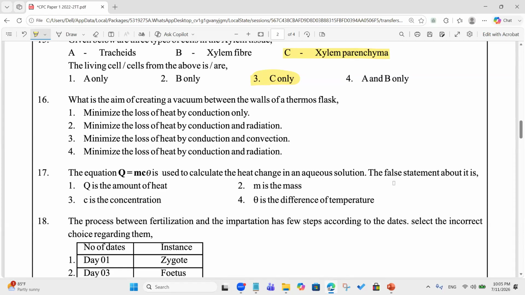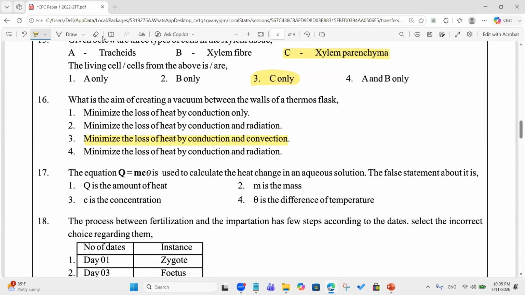Ginula, next one. What is the aim of creating a vacuum between the walls of a thermos flask? Third answer: minimize the loss of heat by conduction and convection. Is that correct? Creating a vacuum between the walls of the thermos flask, right? So vacuum prevents conduction and convection. Is that convection? Is it okay?